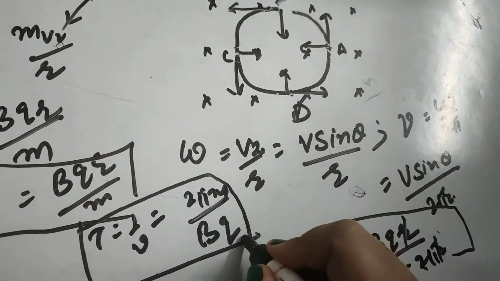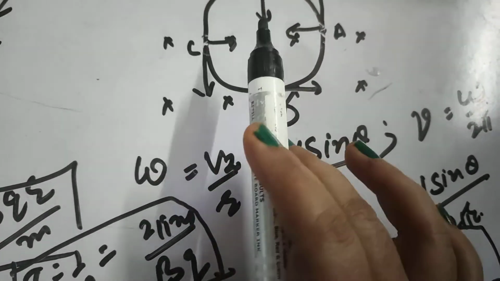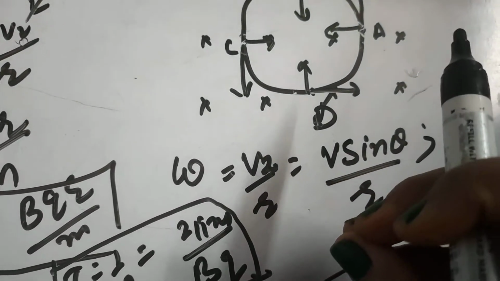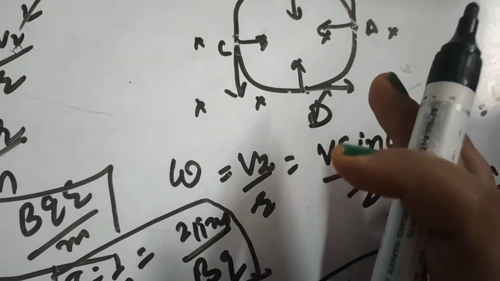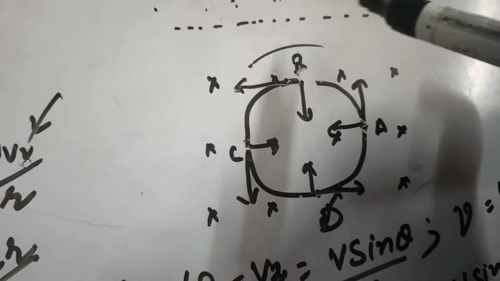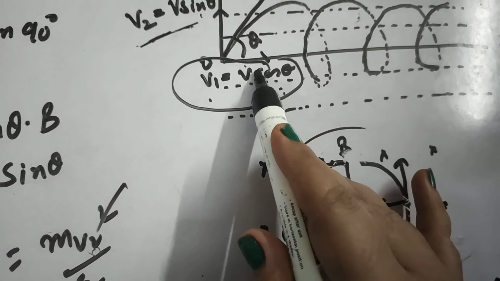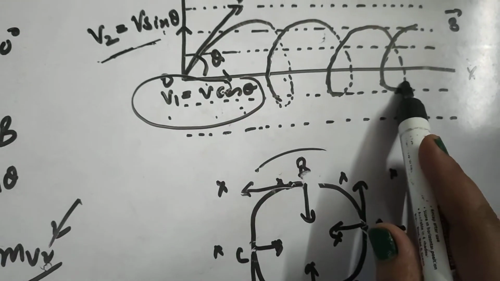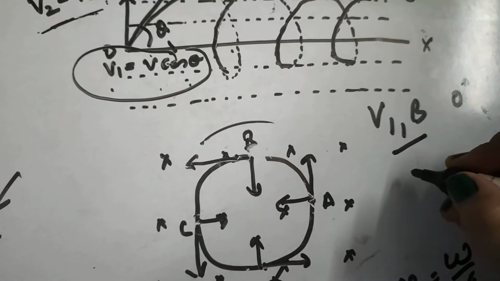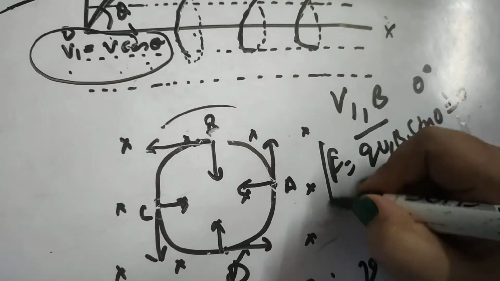We can see here the time period and frequency both do not depend upon the velocity of the charged particle. It means that whatever the charged particle's velocity is, they will not get affected. That means they will cover their circular path in the same time. And second, if we talk about this V cos theta component, since this component of velocity is acting along the direction of the field, the angle between V₁ and B is 0. So we can write that QV₁B sin 0 is 0. It means in that case the force experienced is 0.